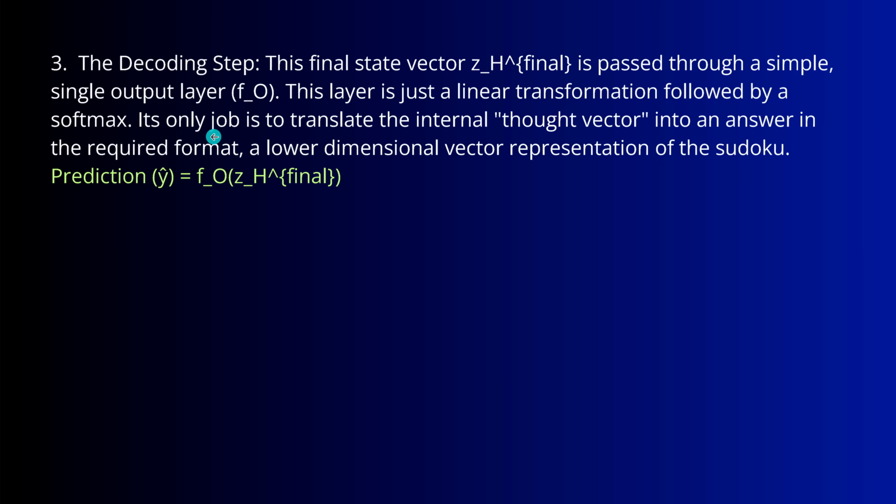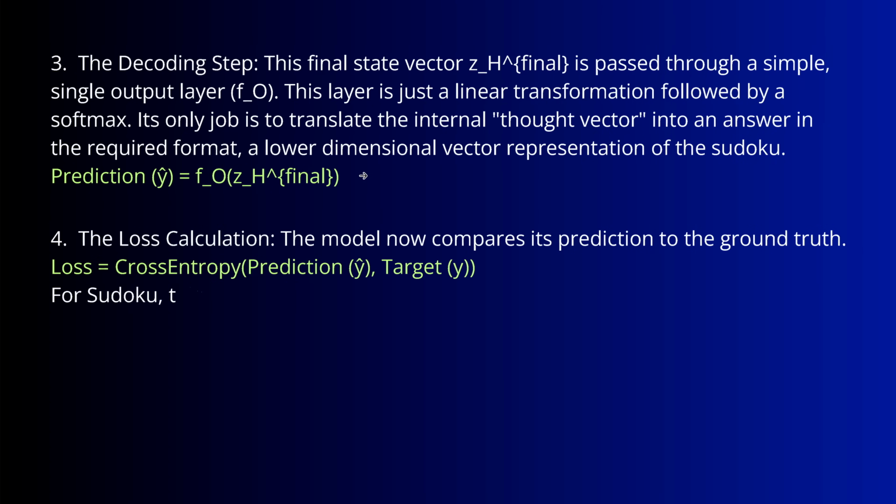And this has only one job to do: translate the internal thought vector, and this is a high-dimensional vector, let's say 512 or 1028 dimensions, into an answer in the required format. And the format that we need for Sudoku is here a lower-dimensional vector representation of the Sudoku, so let's say 81-dimensional only. So this is simply exactly the decoding step.